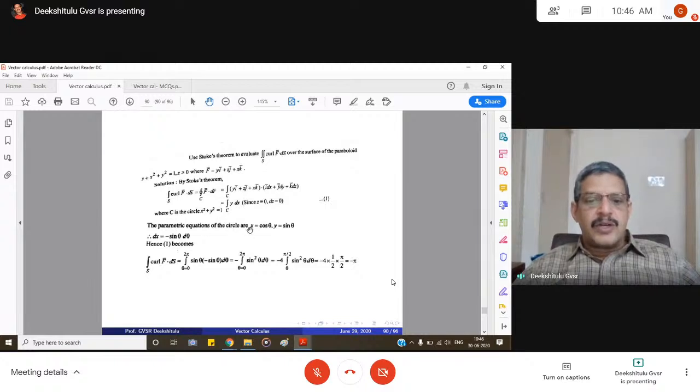So x is equal to r cos theta, y is equal to r sin theta, because the radius is 1 unit here. I have taken r equal to 1. So x is cos theta, y is sin theta. So dx is minus sin theta d theta. So the integral becomes y, which is sin theta, times dx, which is minus sin theta d theta, between 0 to 2 pi. This answer is minus pi.